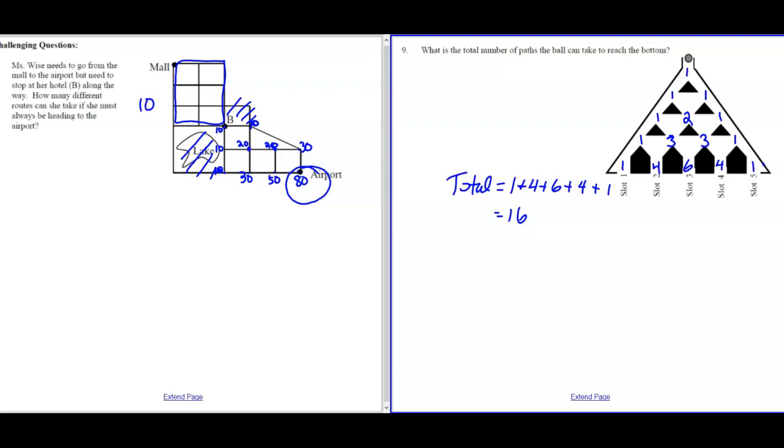Those numbers form what's called Pascal's triangle. Okay, so you may have heard of Pascal's triangle. You've heard of Pascal. Pascal did a lot of stuff, and the pattern in the triangle is named after him.